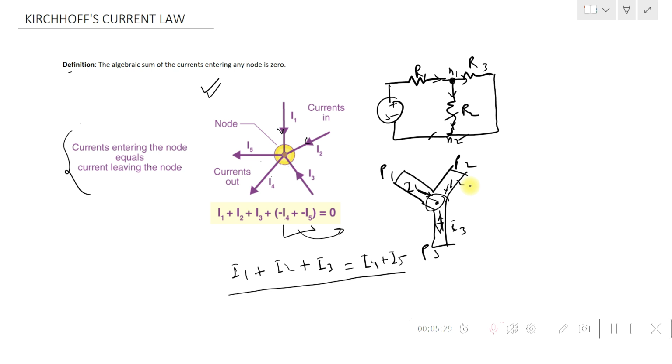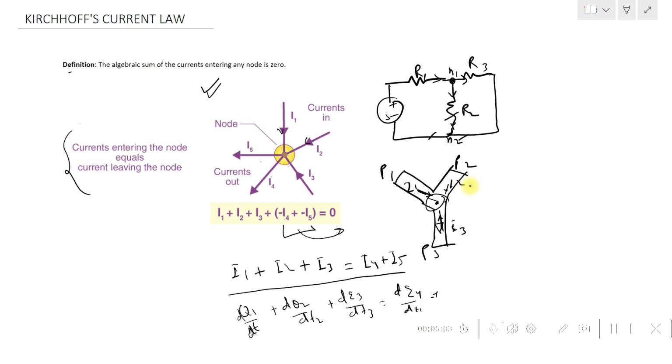Because I1 in general is the rate of flow of charge, right? It is Q1 divided by T, let's say for some delta time T, dq by dt, the rate of flow of charge. Similarly, this is dq2 by dt2, and this is dq3 by dt3, which is equal to dq4 by dt4, and similarly you can make the time the same, which will give you I1 plus I2 plus I3 equals I4 plus I5.